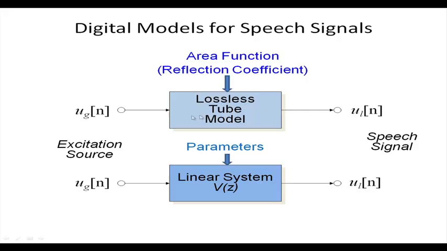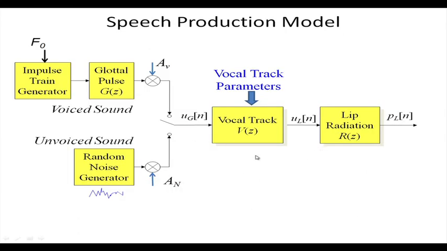So, I can say that the lossless vocal tube model can be represented by a linear system, which is nothing but V(z), a linear system. V(z) is equal to 1 plus the sum from k equal to 1 to n of alpha k z to the power minus k. It is an LTI system, and we will discuss that LTI system.